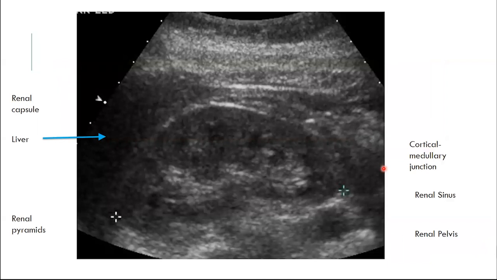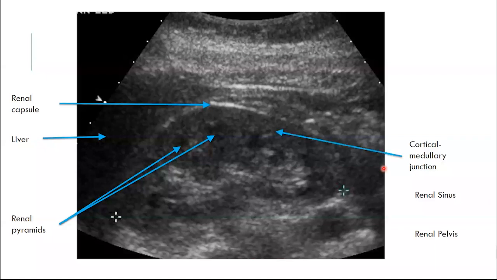Just another picture, we've got the liver there, we've got our renal capsule, our renal pyramids, again, are a little darker, and that can tell you the difference in the cortical and the medullary junction. If you don't see a distinction between the cortex and the medullary, then that's where you get concerned that there's some kidney dysfunction going on. And then we've got our renal sinus and renal pelvis.